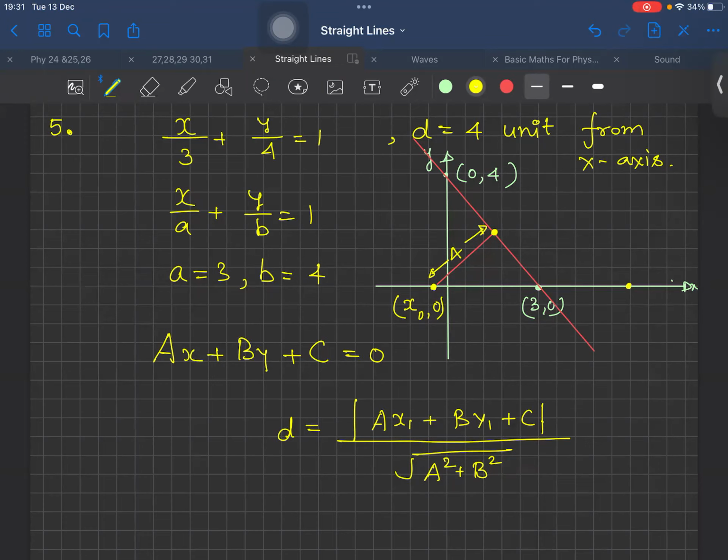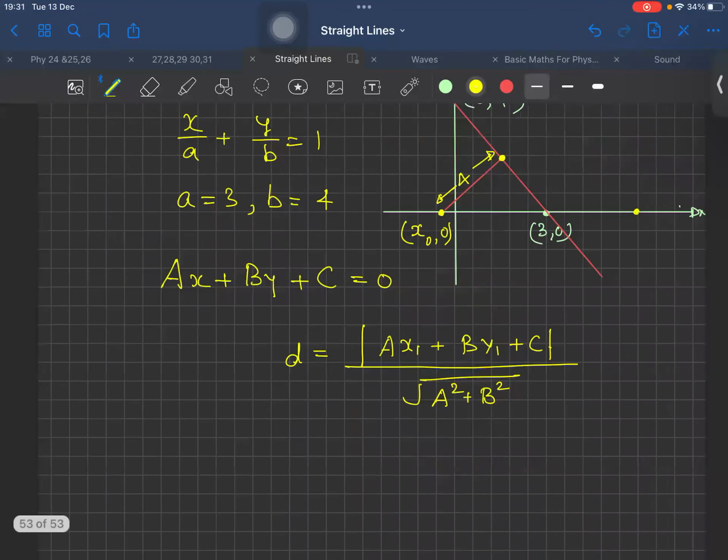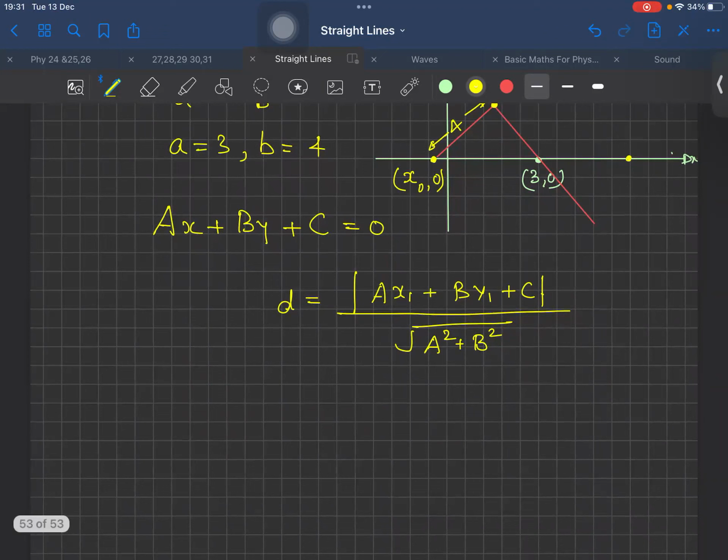X0 is coming for me as -2 or 8, sir. Yes, correct. You'll get -2 or 8. So how will you do it? You just write this is equal to 4.